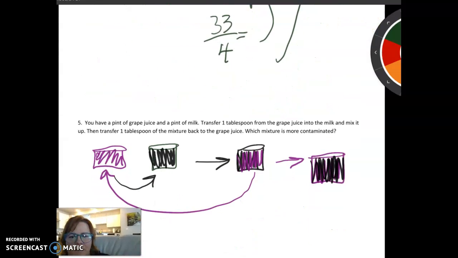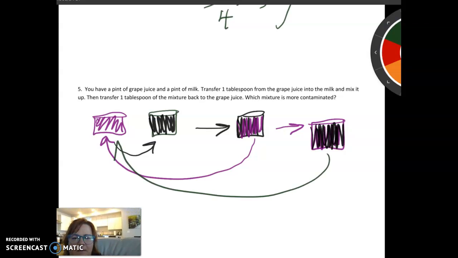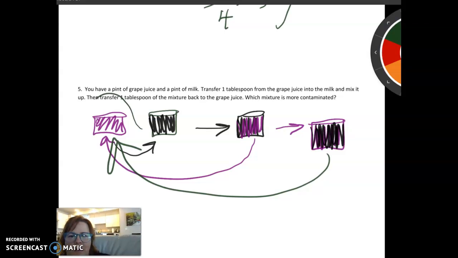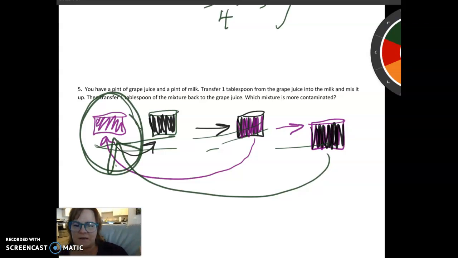All right, and the last one is the grape juice problem. Really, I just want to see what you were thinking about the grape juice problem, which one you think is the most contaminated when you transfer tablespoons of grape juice into the pints of milk. Hopefully you showed your reasoning and you have some sort of a diagram to back that up.